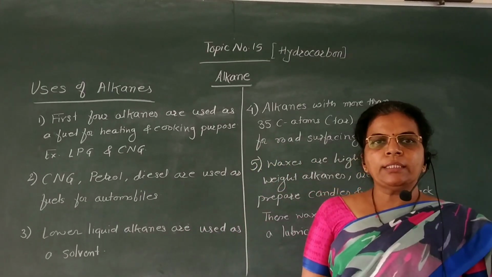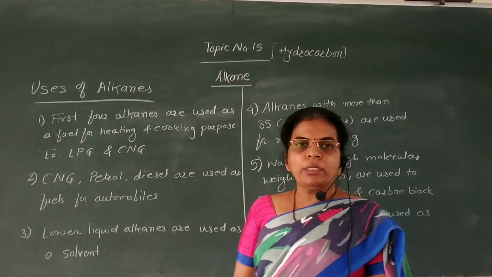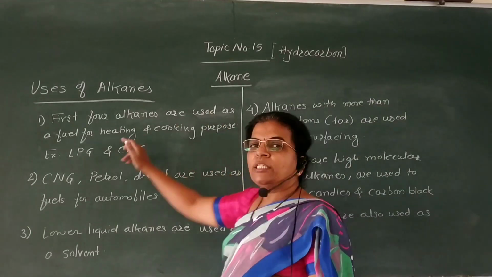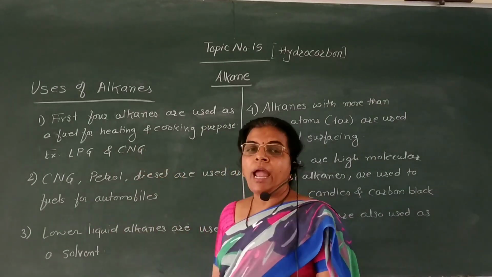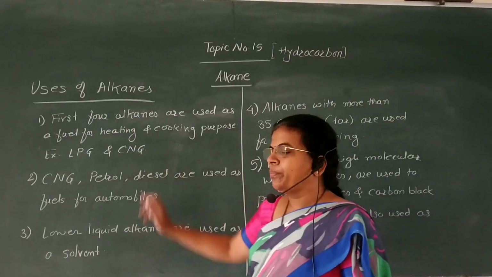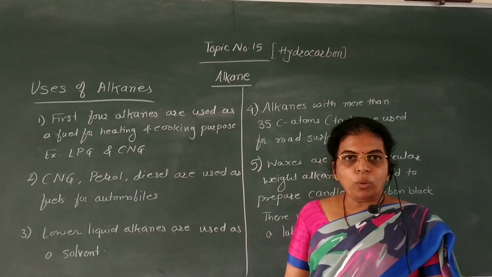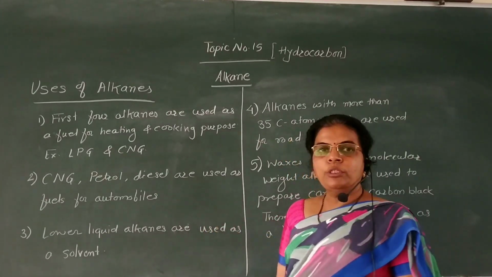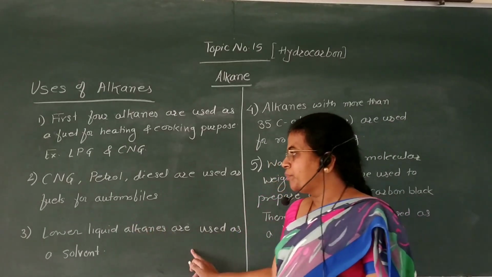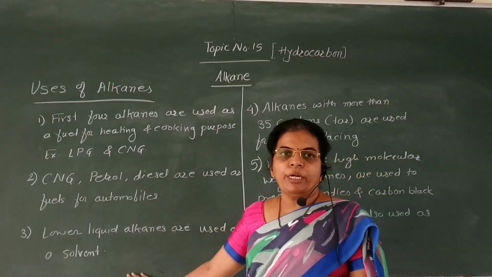Last point from alkanes, uses of alkanes. Now here the first four members, that is methane, ethane, propane and butane, are used as a fuel for heating and cooking purpose. For example, CNG and LPG. Then second, CNG or petrol or diesel are used as fuels for automobiles. Third, lower liquid alkanes are used as a solvent.